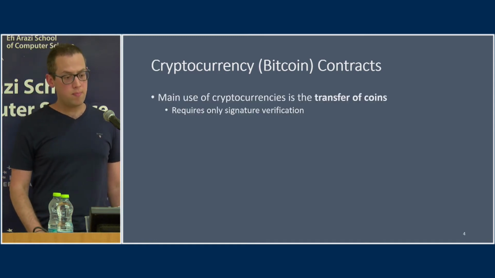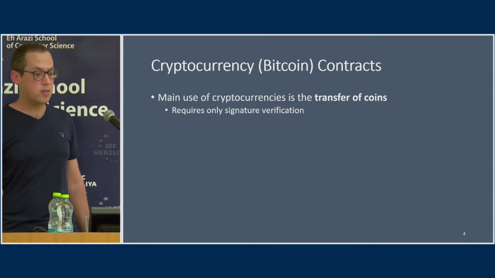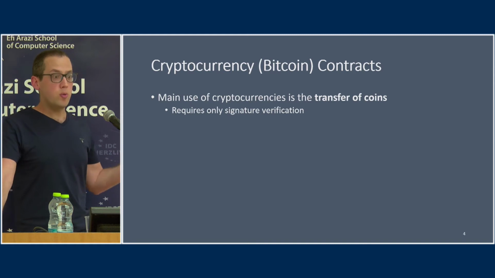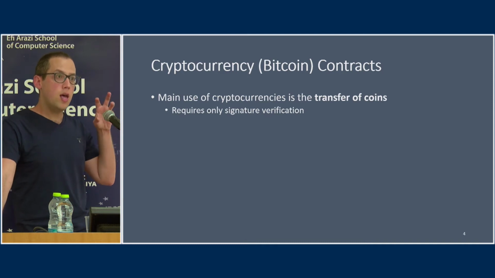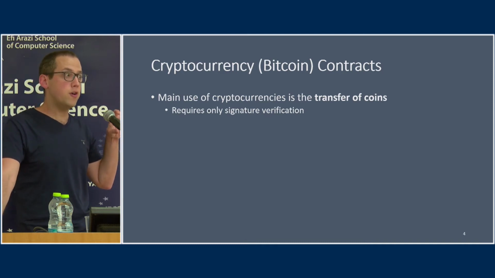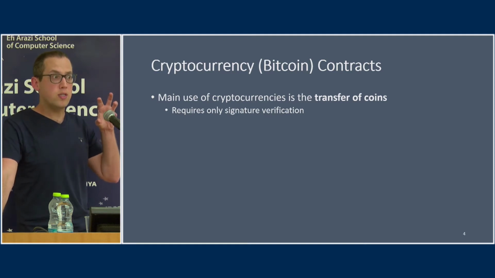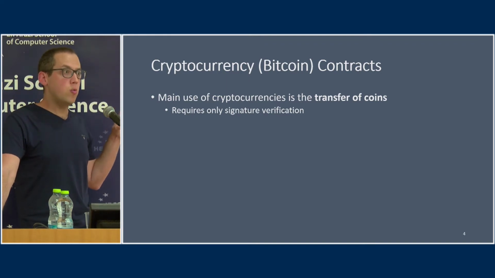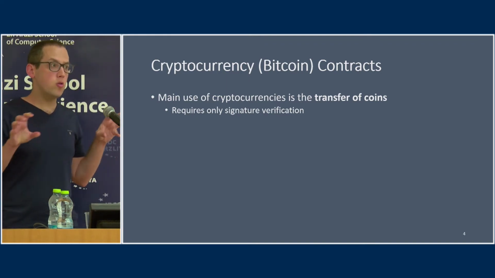The main use of cryptocurrencies is the transfer of coins, obviously. In terms of outputs and inputs, this will require signature verification, in the sense that the input of a transaction spending an output would contain the signature of the receiver of the funds, proving that he is the owner of the transaction. And the output condition would verify that this signature is indeed valid.